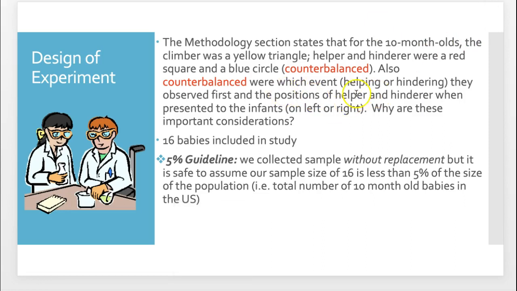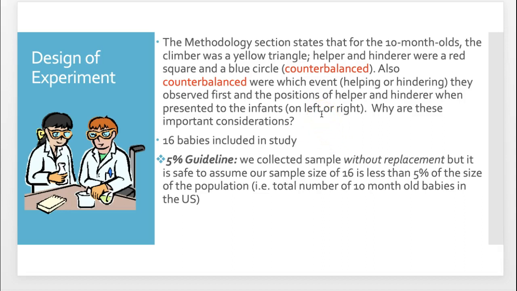And also counterbalanced were which event, helping or hindering, they observed first, right? And the positions of helper and hinderer when presented to the infants, on the left or right. Meaning first, in the vignette we saw, it was the helper toy and then the hinderer toy. Well, maybe the attention spans of babies are very, very short, so they're only going to pay attention to the first part of it. So it's very important that for the next video, we have the hinderer go first, and then the helper, right? So we counterbalance there.